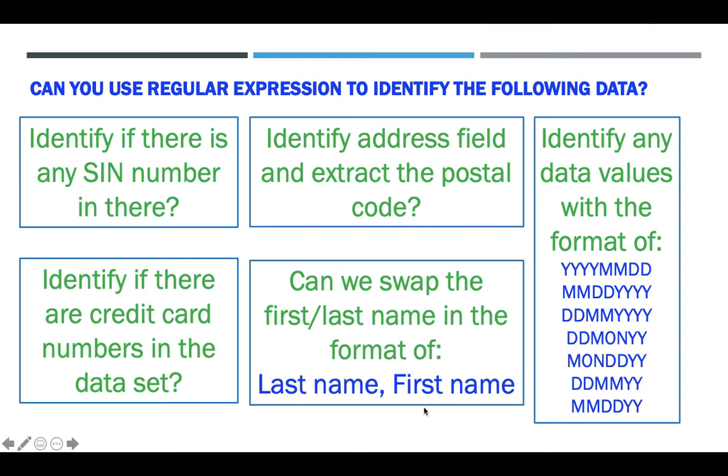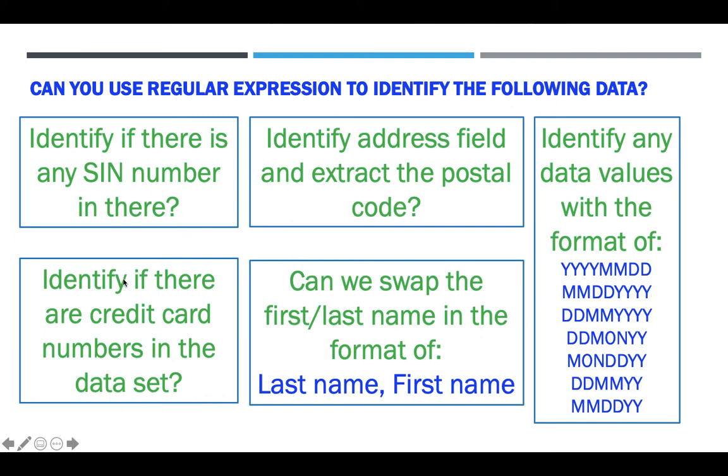Same thing with last name, first name. Maybe I can pull some common or popular names from Stats Canada, and use that list to match whatever names we have in our data, to identify whether it's a last name, first name, or not a business name, things like that, right? Same thing with SIN number and credit card number.